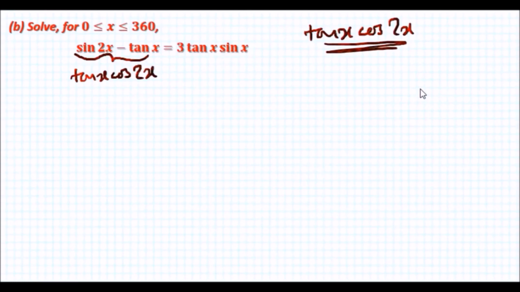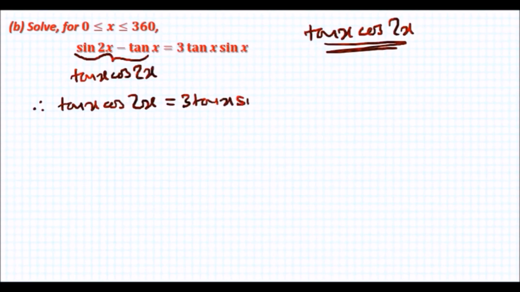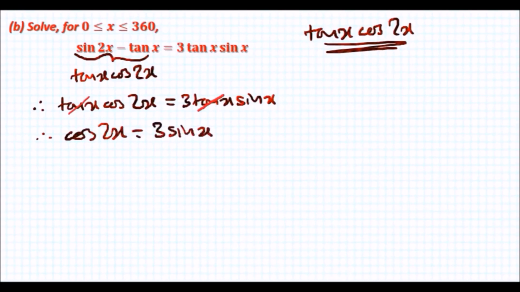Okay, so let's have a look here. Let's just rewrite again for the sake of it: tan x cos 2x is equal to 3 tan x sine x. Cancelling out terms, let me just quickly cancel these out, so this goes and this goes. Now we're left with cos 2x equals 3 sine x. Okay, now you can't do much with sine x, but cos 2x is a double angle.